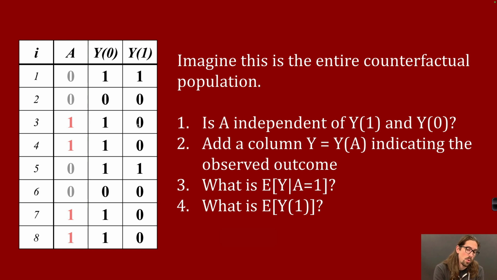And same for Y1. For Y1, let's look at the marginal distribution versus the conditional. In the marginal, the probability that Y1 is 1 is 1 out of 4, or 2 out of 8. But in this subgroup of treated people, we just have all zeros, right? So the probability of Y1 being 1 is 0, which is not the same as 1 out of 4. So A and Y1 are not independent. Let's mark that as a no here. Let's add this column indicating the observed outcome.